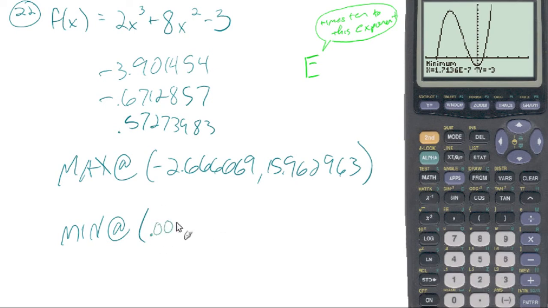So 1, 2, 3, 4, 5, 6, 7, right? 7 places to the left. That's this number, moving the decimal place 7 places to the left. And the y is negative 3. My guess is this probably is really 0.